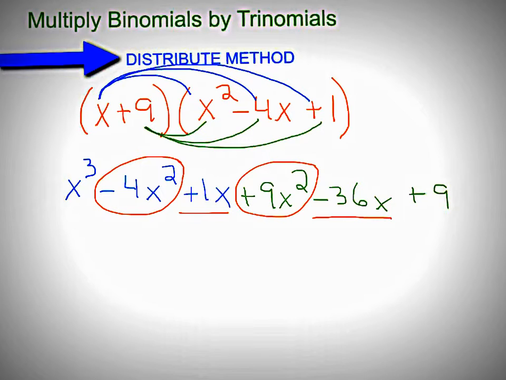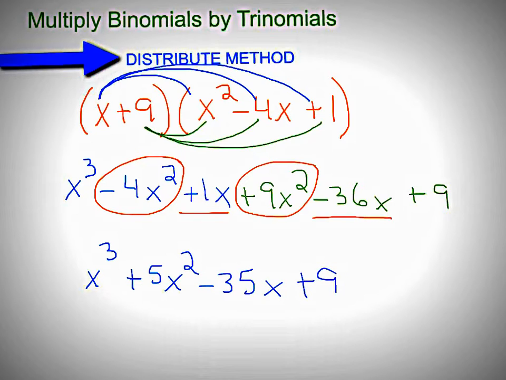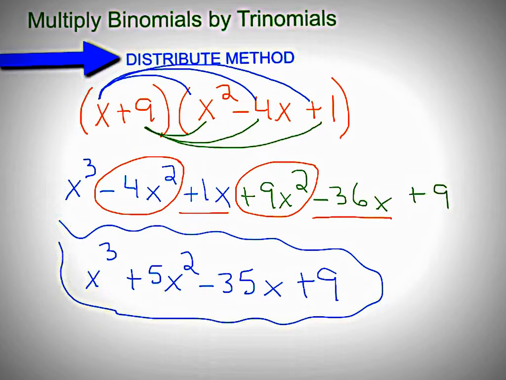So to write our final answer, we have the first term x to the third, and then negative 4x squared plus 9x squared is plus 5x squared, and then 1x plus negative 36x will leave us with minus 35x with a plus 9 at the end. And our answer, we get a cubic polynomial as our answer.